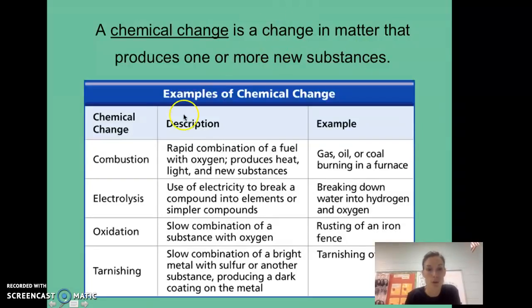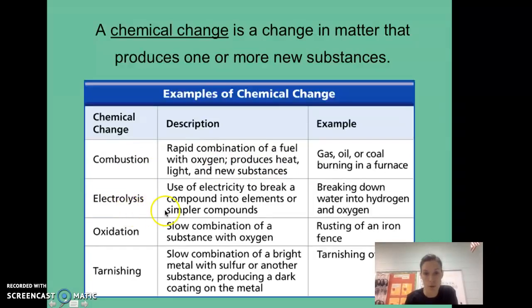And here are four really important kinds of chemical changes that can happen, and you're going to see these on your test. So combustion, you've probably heard of. It's combining some sort of fuel with oxygen, and it produces heat and light. Something like gas, oil, or coal are combustible substances, okay?